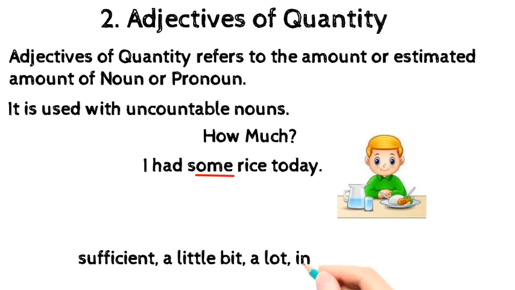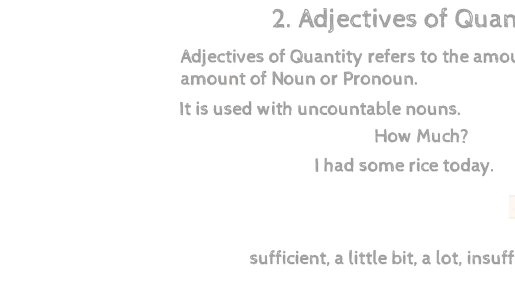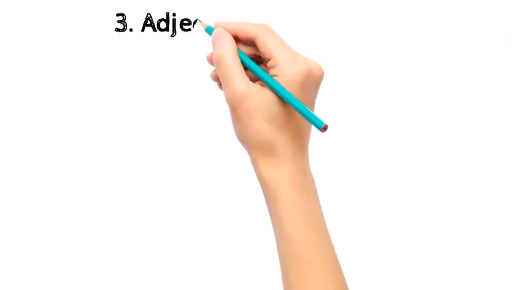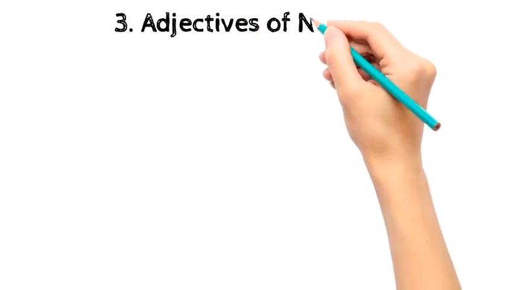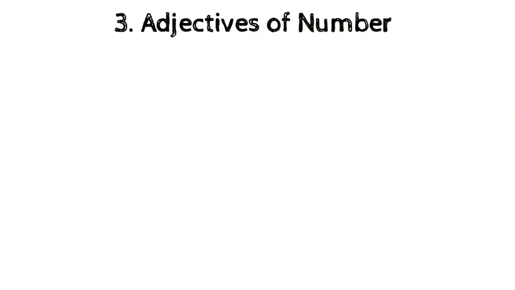And there are many more words such as sufficient, a little bit, a lot, insufficient, etc., which we can use in our sentence to describe the quantity or the amount of a noun or a pronoun. Those were all about adjectives of quantity. And now let's come to our third one, and that is adjectives of number.